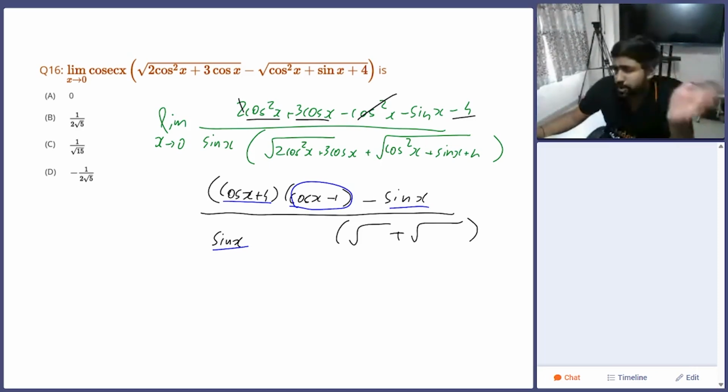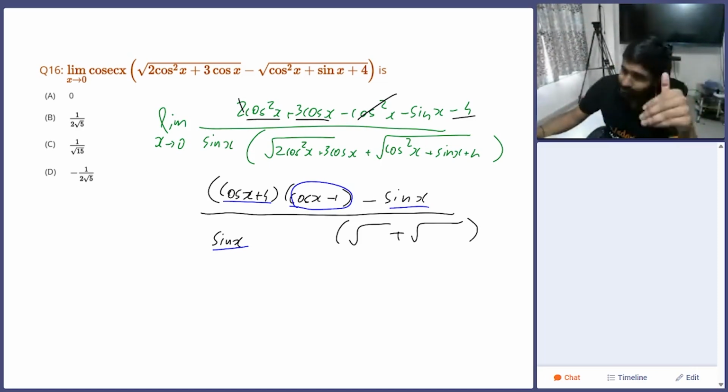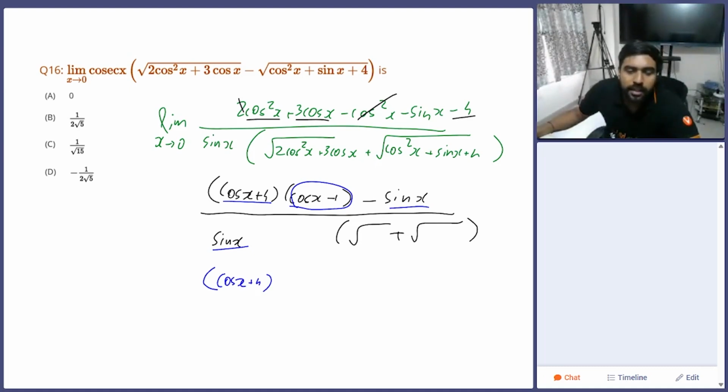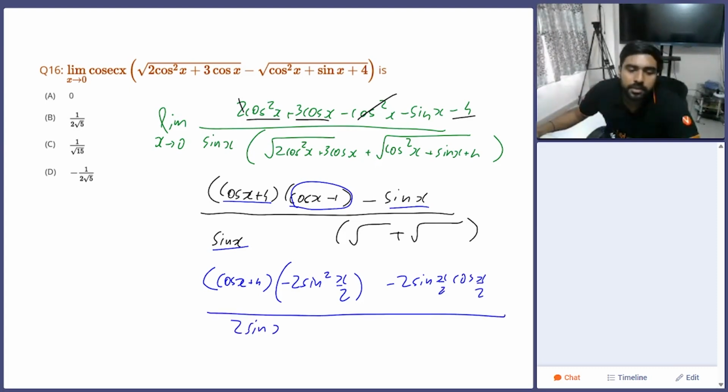I can write this as cos square x minus cos square x by 2 minus sin square x by 2 minus 1, which will further give you the format of minus 2 sin square x by 2. And then let's break everything into half angles. So you get cos x plus 4 into minus 2 sin square x by 2 minus 2 sin x by 2 cos x by 2, 2 sin x by 2 cos x by 2, and then we have those two root wala terms.